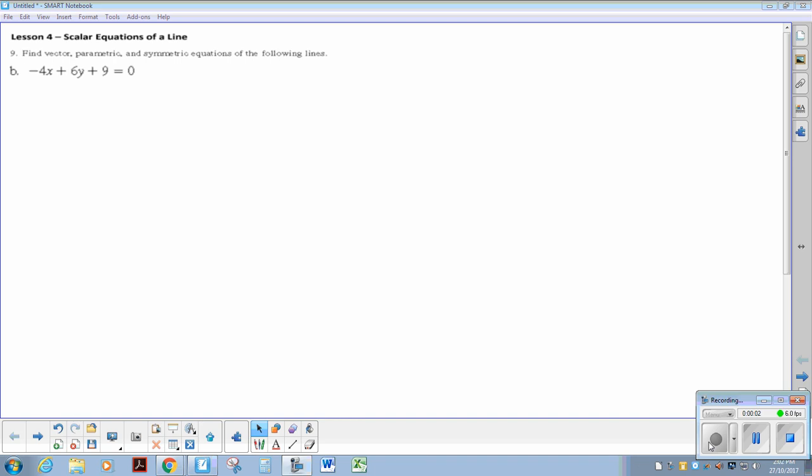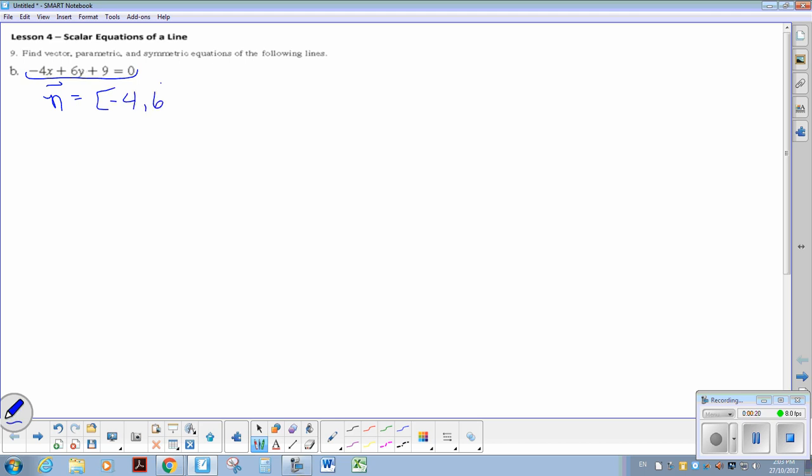Hello, welcome. I got a question in lesson 4, unit 2 for calculus, number 9. It says find vector, parametric, and symmetric equations for the following. So here we have standard form. From this equation, we know that our normal is equal to negative 4, 6. And we're just going to reduce that down. Both are divisible by 2, so negative 2, 3 is my normal.